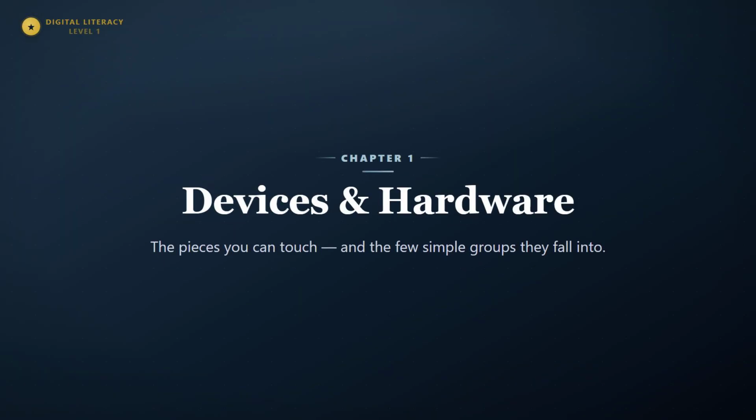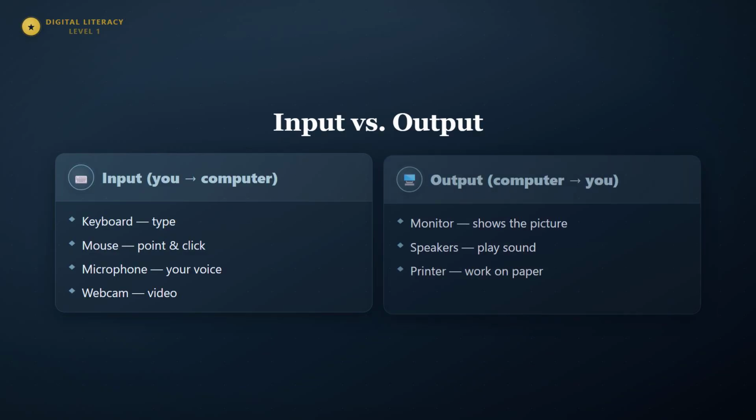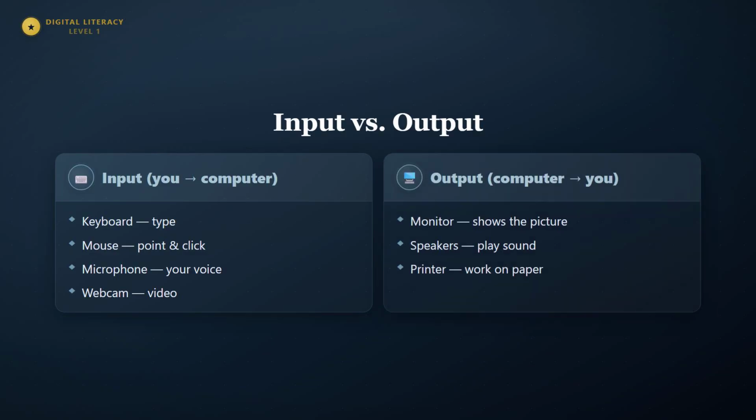First, the pieces you can touch. Everything you can pick up or plug in is called hardware, and it all falls into a few simple groups. Start with two simple groups. Input devices send information into the computer. Your keyboard for typing, your mouse for pointing and clicking, a microphone for your voice, a webcam for video.